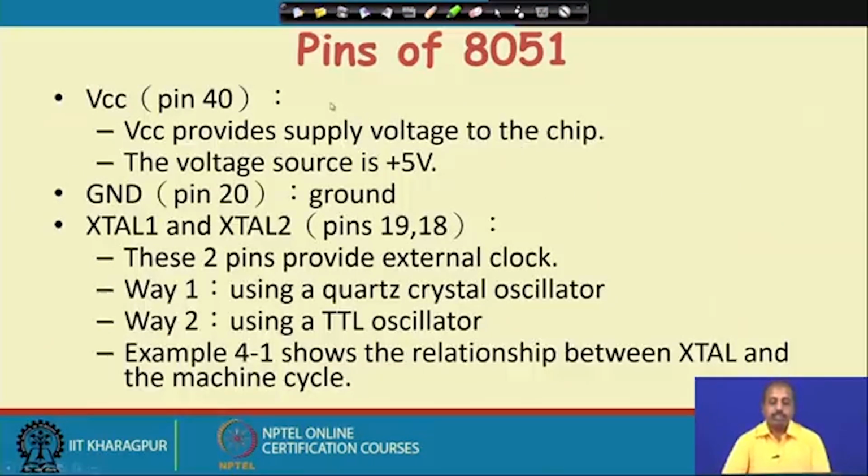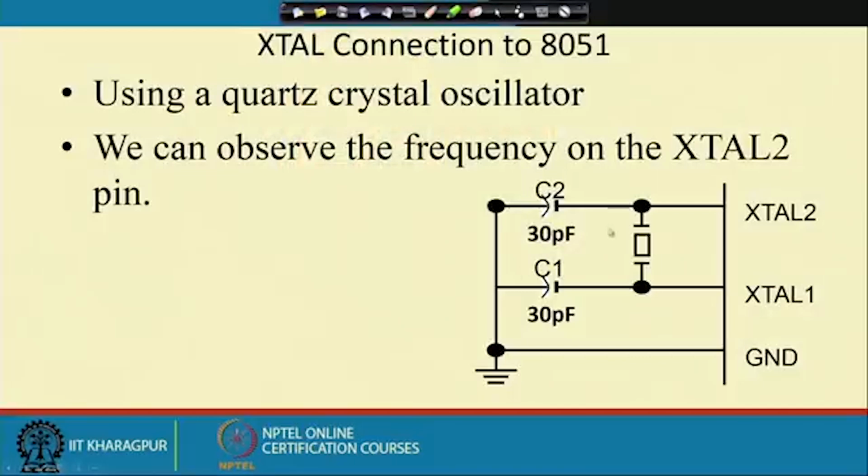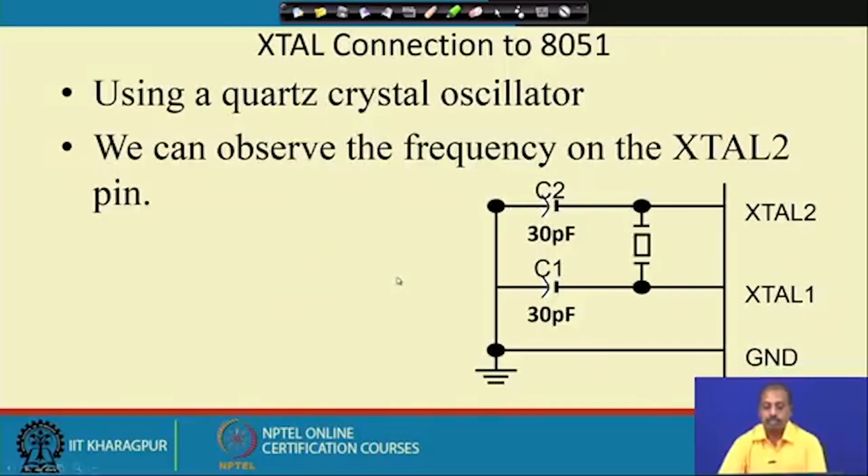Then we have got VCC. VCC is the supply voltage which is plus 5 volt. Then we have got the ground pin, pin 20. Then for the crystals we have got XTAL 1 and XTAL 2. They are providing the external clock. You can use a quartz crystal oscillator or you can use a TTL oscillator. So, you can connect some crystal oscillator here and get the frequency.